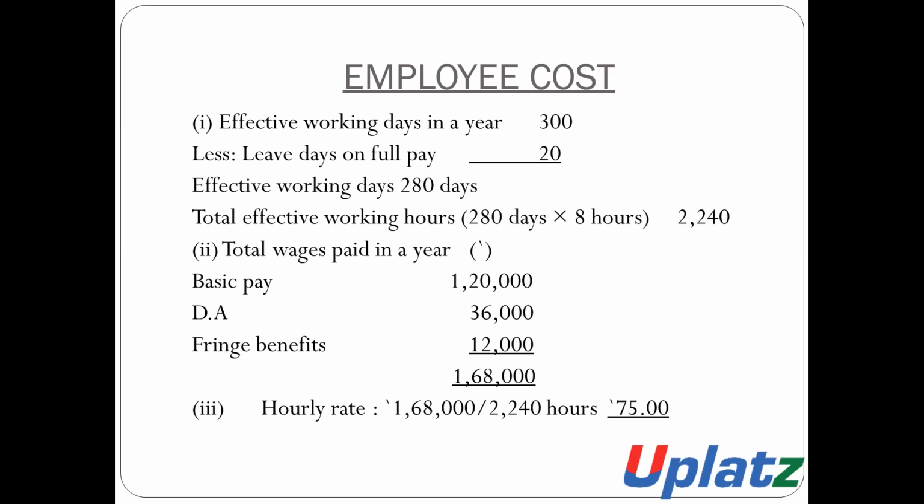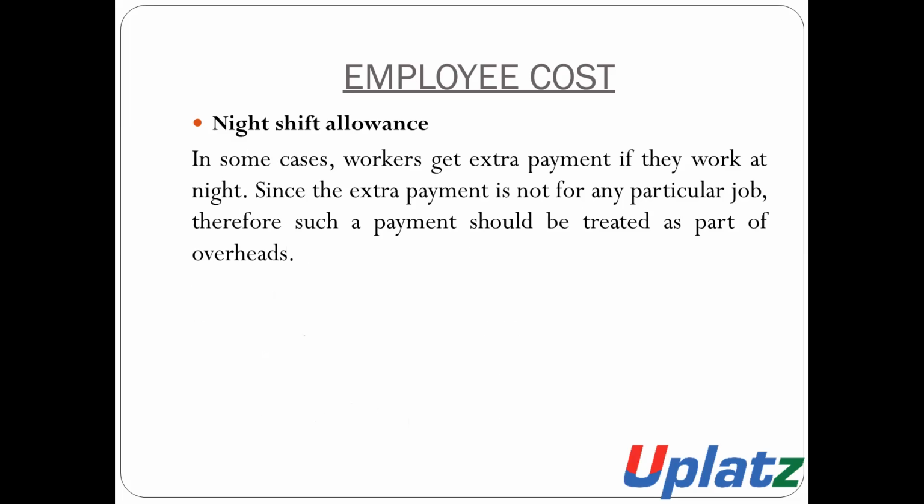On the basis of this we can calculate the hourly rate. It is 1,68,000 divided by effective working hours 2,240, so the hourly rate is 75 rupees per hour for Mr. X. On this basis we can understand how to calculate the hourly rate, how to calculate wages, and what things are to be included at the time of calculation of working hours or wages.